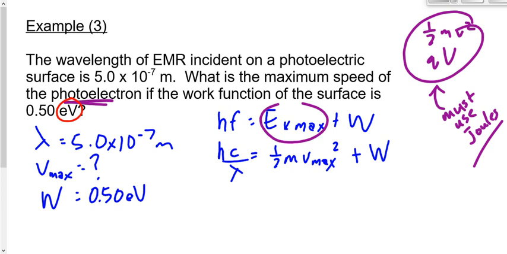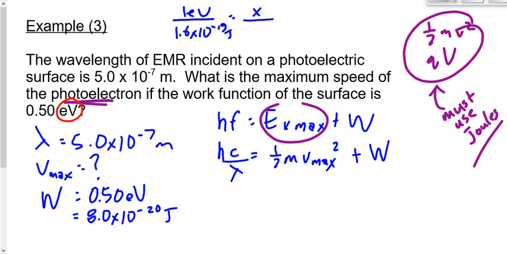That means I'm going to convert this work function to joules. When I do, it works out to be 8.0 times 10 to the negative 20 joules. Remember how we do that, right? 1 eV over 1.6 times 10 to the minus 19 joules equals 0.5 eV over X.